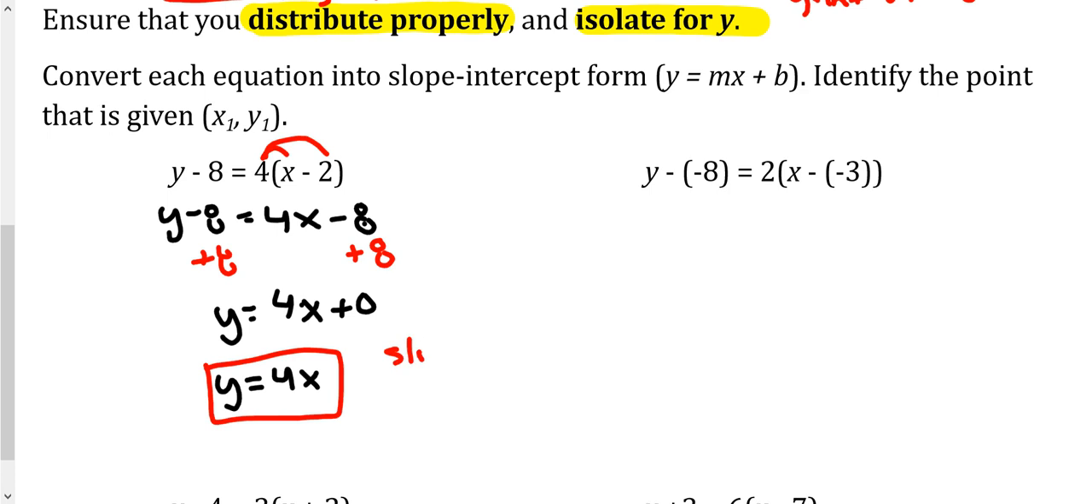So slope is 4. The y-intercept is just the coordinate 0, 0. All right, remember, a 0 doesn't mean it doesn't exist. It just means it has a value of 0. So let's try the next one.